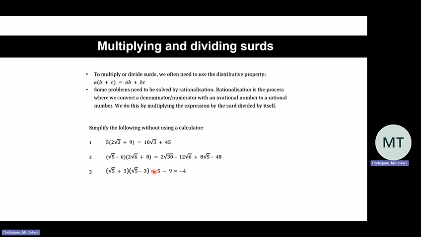The same way here. Square root of 5 times square root of 5 is 5, right? Because they are removing each other. And then this times this times this, they will cancel each other. Then 3 times minus 3 is 5.